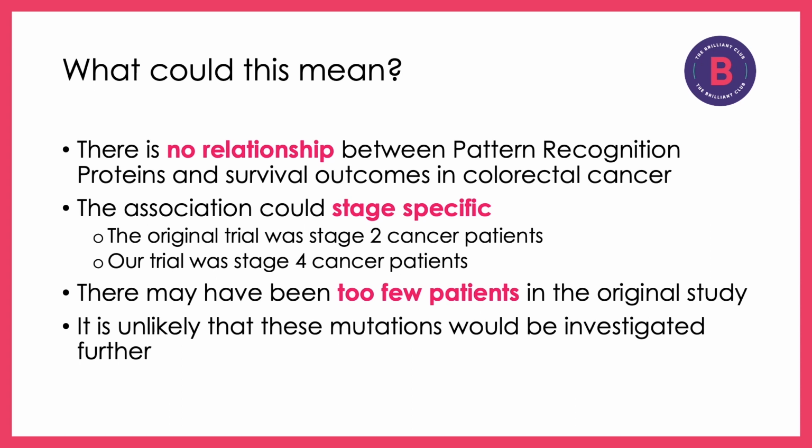it's unlikely to be a true statistical association or mathematical relationship between how long patients survive on chemotherapy and the specific mutations within these 3 pattern recognition proteins. It could be that the relationship is true, but down to a very specific stage of cancer, as the original investigation was a stage 2 trial and ours was stage 4, so our patients were metastatic, whereas the patients in the original trial were largely still one sort of primary tumour.